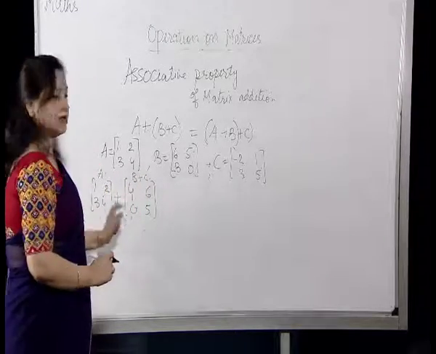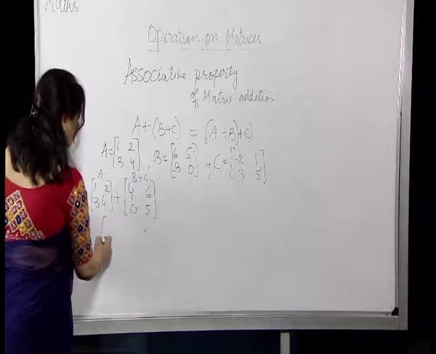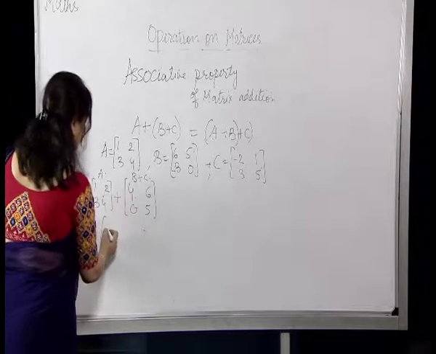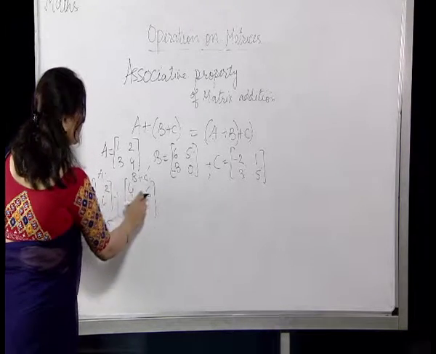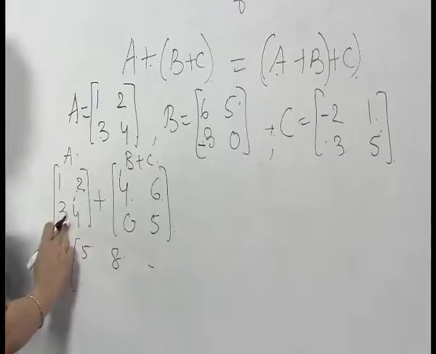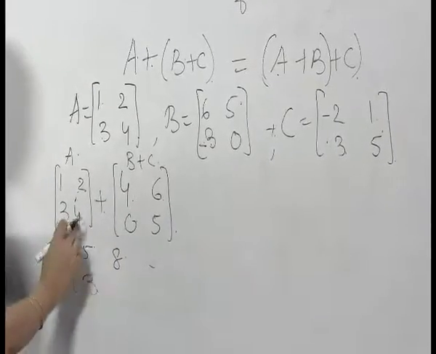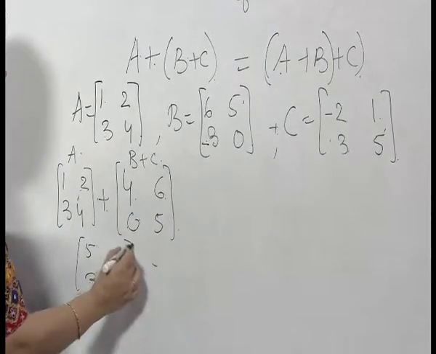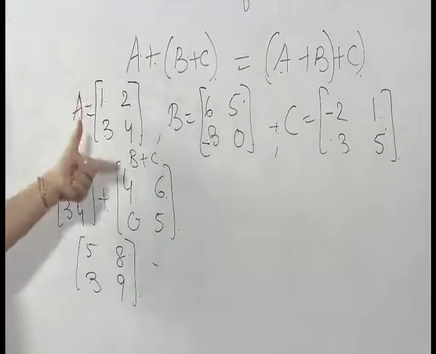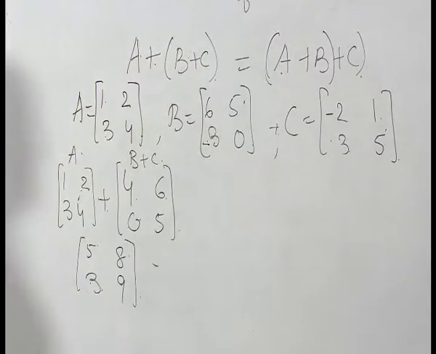Now I will add these two. What will I get? 1 plus 4, 5. 2 plus 6, 8. 3 plus 0, 3. And 4 plus 5, 9. So this is my left hand side, A plus B plus C.